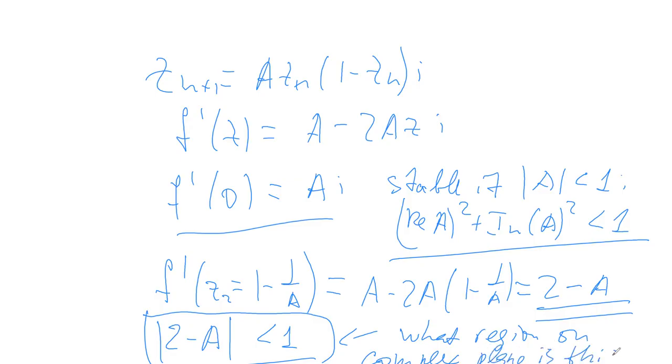This one is easy, because if you have the complex plane, the absolute value of A less than 1 means a circle, so radius 1. This is i, minus 1, minus i. So if A is any point in this circle, then the modulus of A is less than 1, and therefore the fixed point 0 is stable.